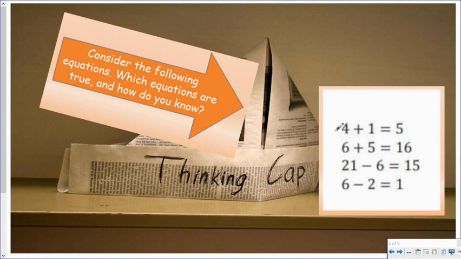Okay, welcome back. So hopefully you recognized that 4 plus 1 is 5. That one's correct. This one is not correct. And then 21 minus 6 does equal 15, but 6 minus 2 does not equal 1.